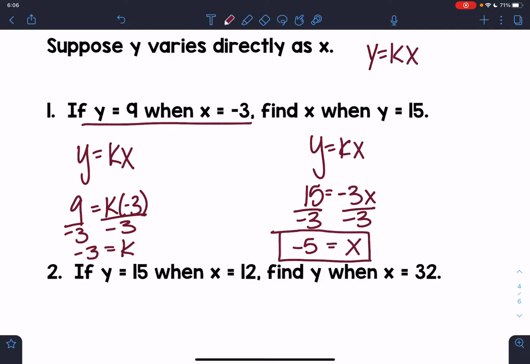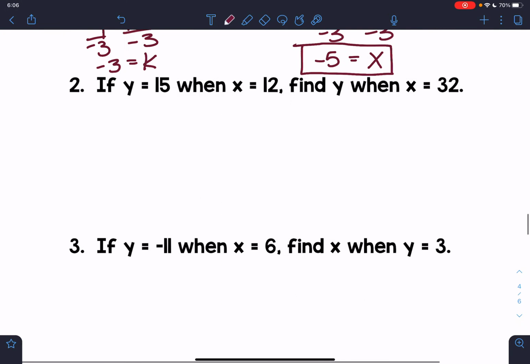Okay? So again, this is just the first step that you're always going to do: find k. That's the first thing that you need. You need to find what that direct variation number is. Then you can go back and plug that in to help you answer the question. Okay? So let's try this again.